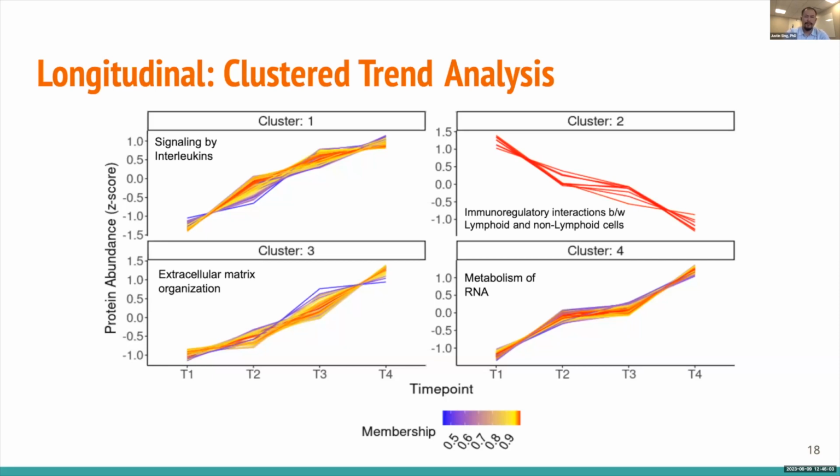If we utilize fuzzy clustering, we can observe that the proteins clustered into four distinct temporal profiles. The first two clusters were a more immune system-based response, related to either signaling by interleukins or immunoregulatory interactions between lymphoid and non-lymphoid cells, respectively. Whereas clusters 3 and 4 showed enrichment in extracellular matrix organization and RNA metabolism.